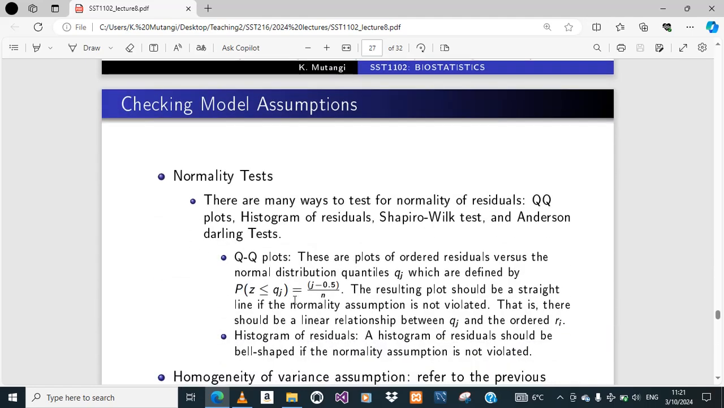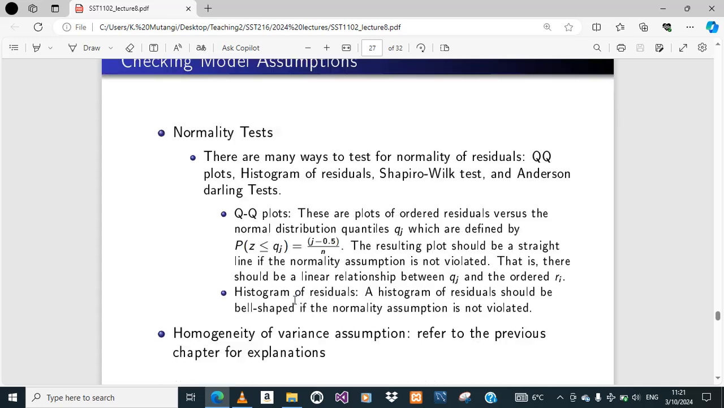We also look at normality. There are many ways to test for normality of residuals. We use QQ plots or the so-called quantile plots. We can also use a histogram of residuals. We can also use the Shapiro-Wilk test and the Anderson-Darling test. The QQ plots are plots of ordered residuals versus the normal distribution quantiles qj, which are defined by probability of Z less than or equal to qj is equal to j minus 0.5 over n.